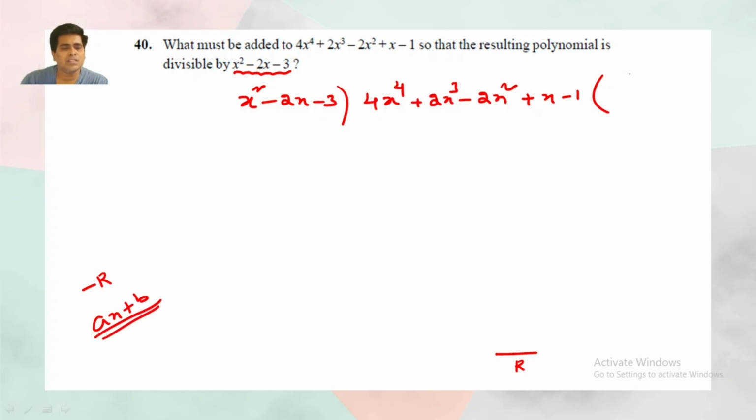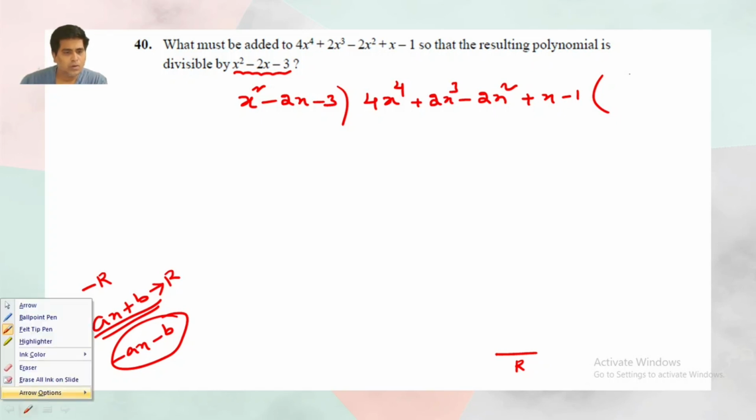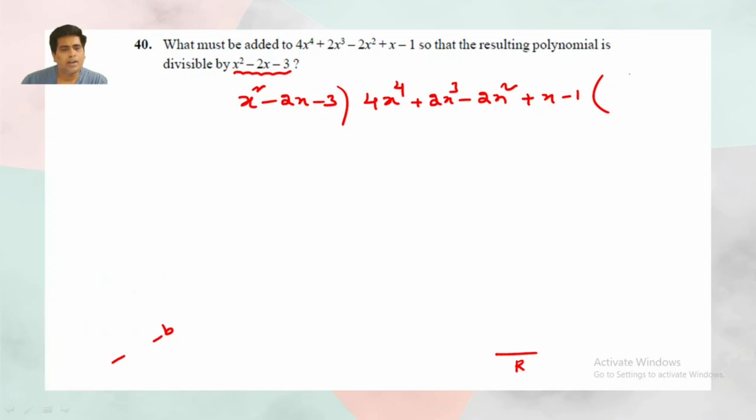So that is in the form of ax plus b. Suppose this is the remainder you are getting. So what is minus r of that one? Minus ax and minus b should be added so that the resulting polynomial will be divisible by x square minus 2x minus 3. So that is the logic we are applying here. Whatever the remainder we are getting, we take minus r of that. So let's see this one. We'll divide and check it.